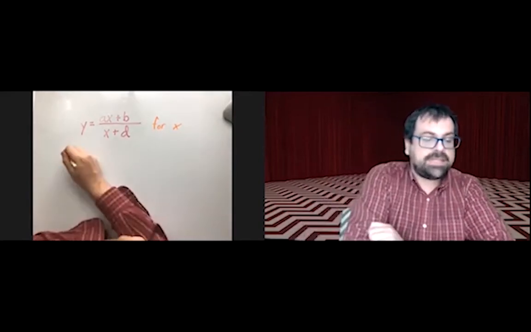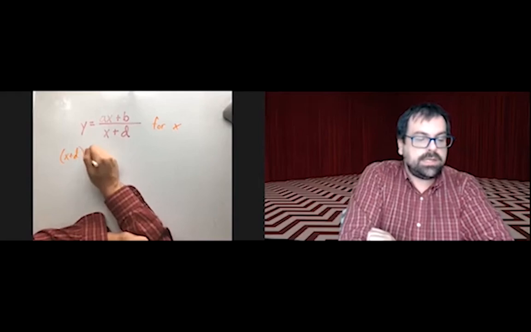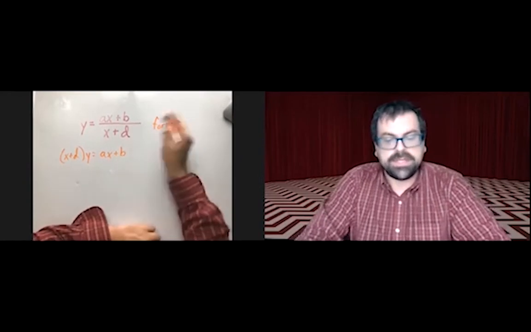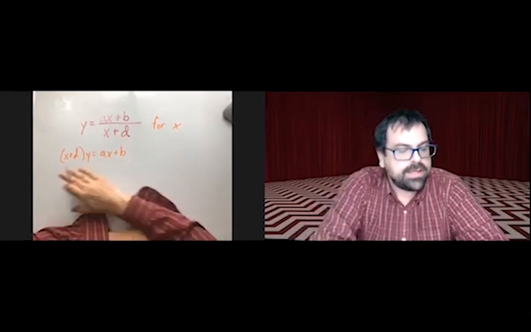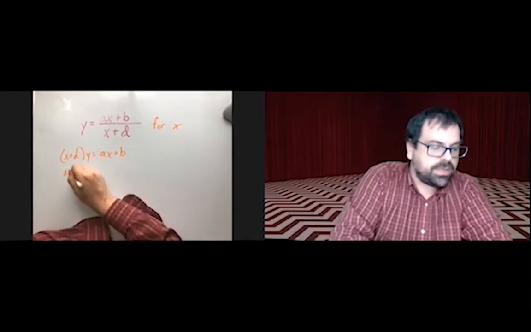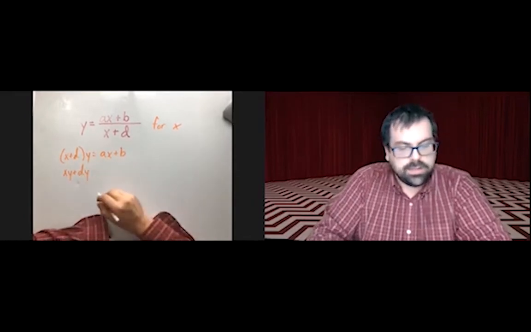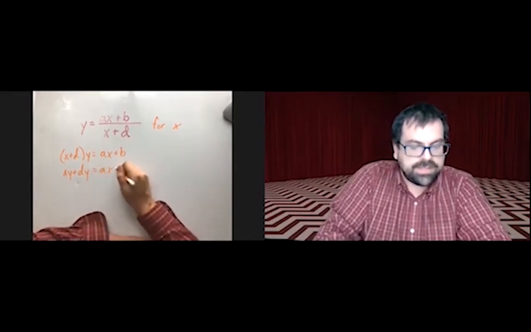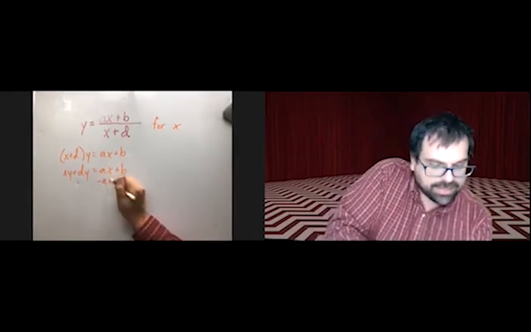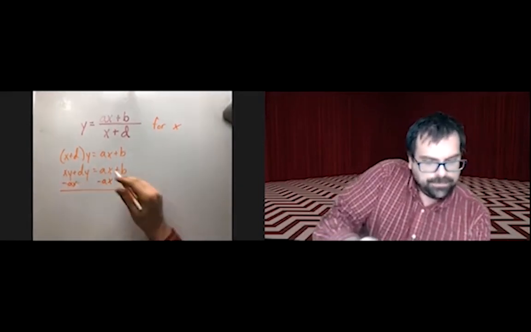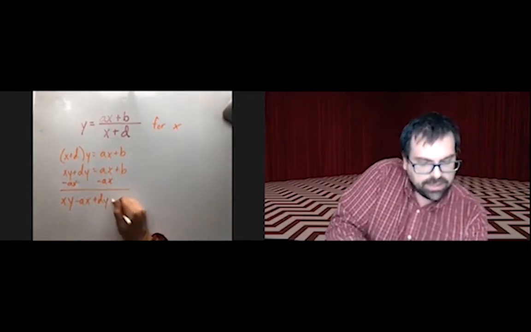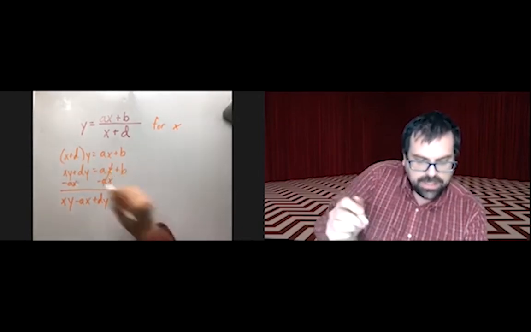First, multiply both sides by x plus d to get rid of the fraction. The x plus d would cancel away on the right. It's multiplied on the left. Distribute to get rid of the parentheses. Now let's subtract the ax from both sides. To move that over here, xy minus ax plus dy is just going to be b.